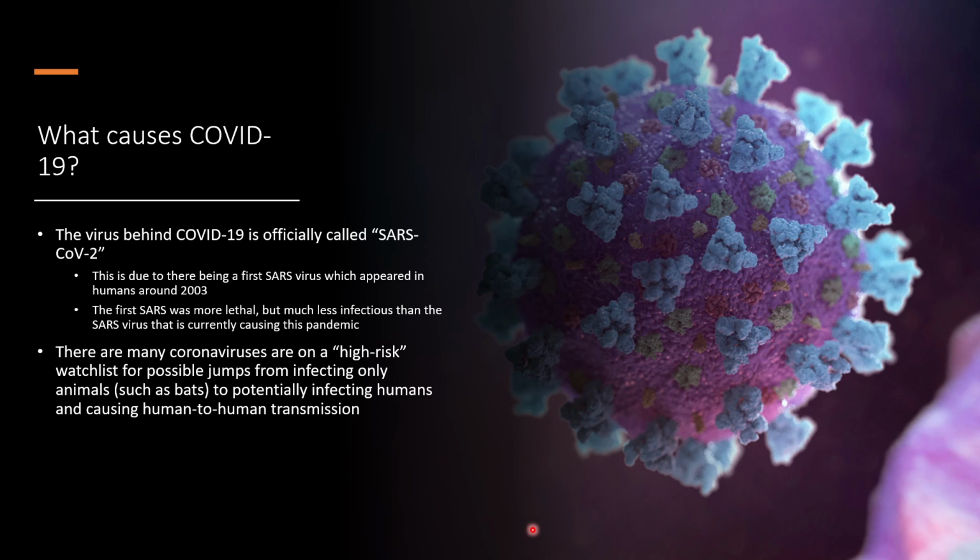And now, because of SARS-1, MERS, and SARS-2, there are many coronaviruses that have been put on a high-risk watch list for a possible jump from infecting only humans, or only animals like bats or pigs, to potentially infecting humans and thus causing human-to-human transmission, which then leads them to becoming an epidemic virus and then finally a pandemic.